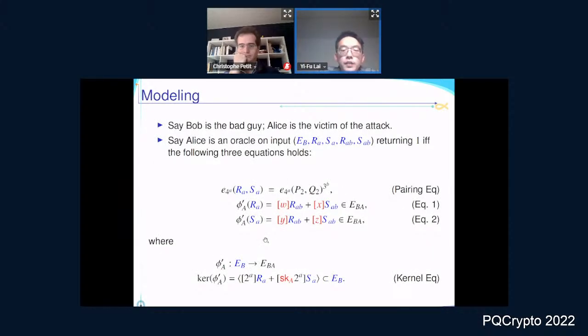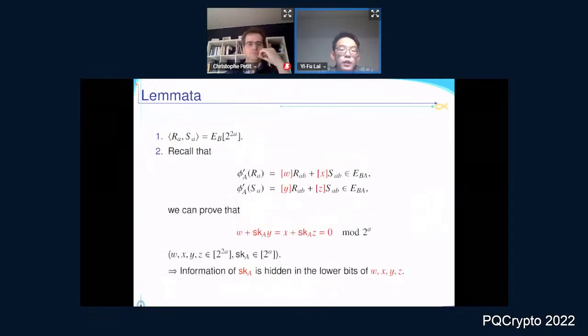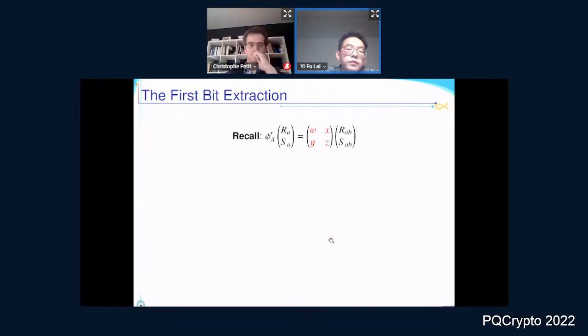In their proof system, Alice will check these three equations, where the kernel is computed in the following way. This blue part is something that can be manipulated by Bob. And actually, in our attack, we only consider this RA and SA, and those in red are related to Alice's secret coefficient. Firstly, we show these coefficients are related to Alice's secret key with this equation relation.